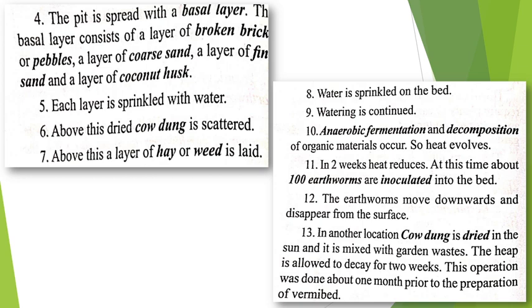Then the cow dung is dried in the sun and mixed with garden waste. The heap is allowed to decay for 2 weeks. This operation is done about 1 month prior to the preparation of vermicompost. So these are certain steps which are useful when we are talking about vermiculture.